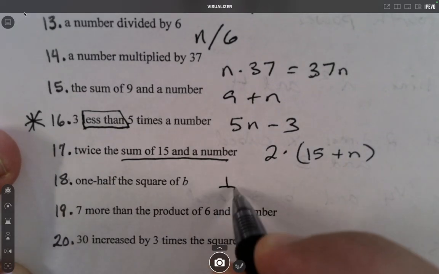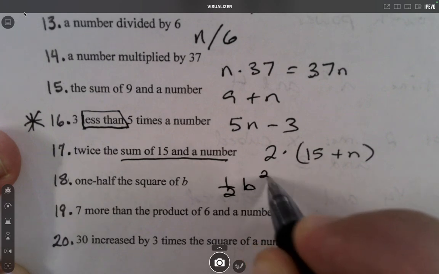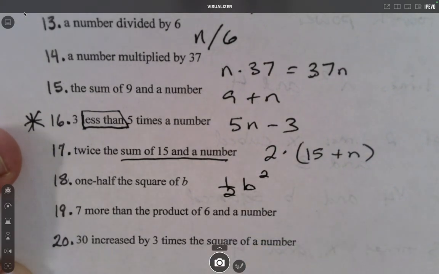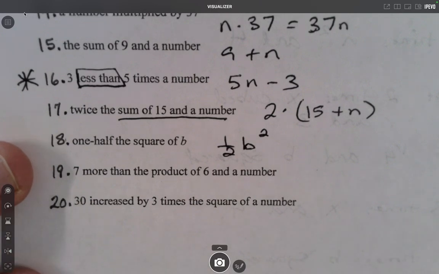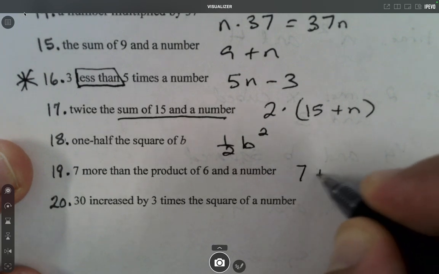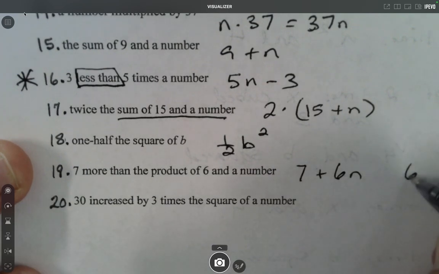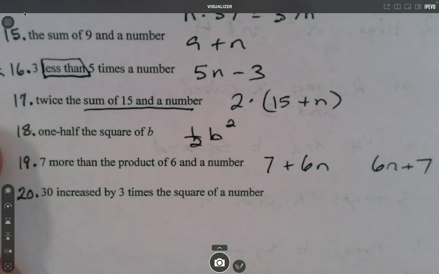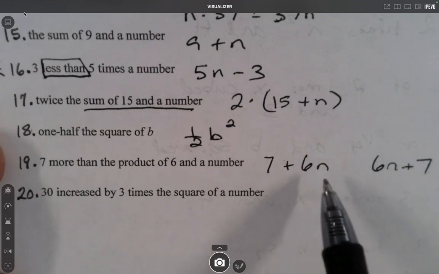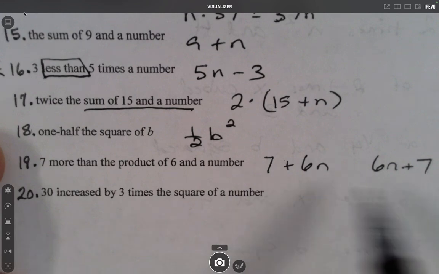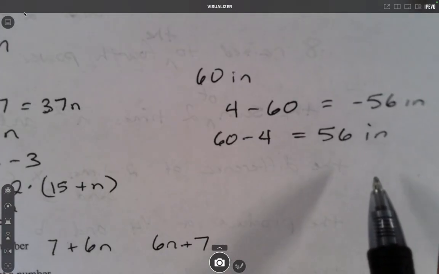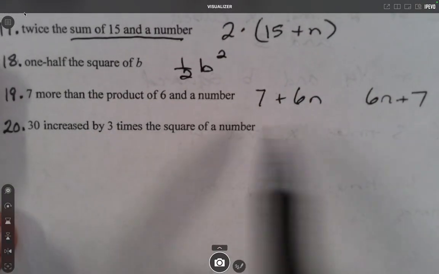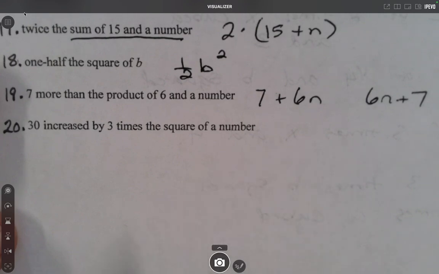18, 1/2 the square of b. Square of b is the same as b squared. Okay, 19, 7 more than the product of 6 in a number. So you can write this as 7 plus 6n or as 6n plus 7. Because with addition, order makes no difference. If we plugged in a number for n, we'd get the same result in this one and this one. Because adding, you can do it either direction. But subtraction, you can't. You change the order, it changes the answer. So that's why when we're adding or multiplying, if you do a different order, it doesn't matter. But with subtraction and division, it does.